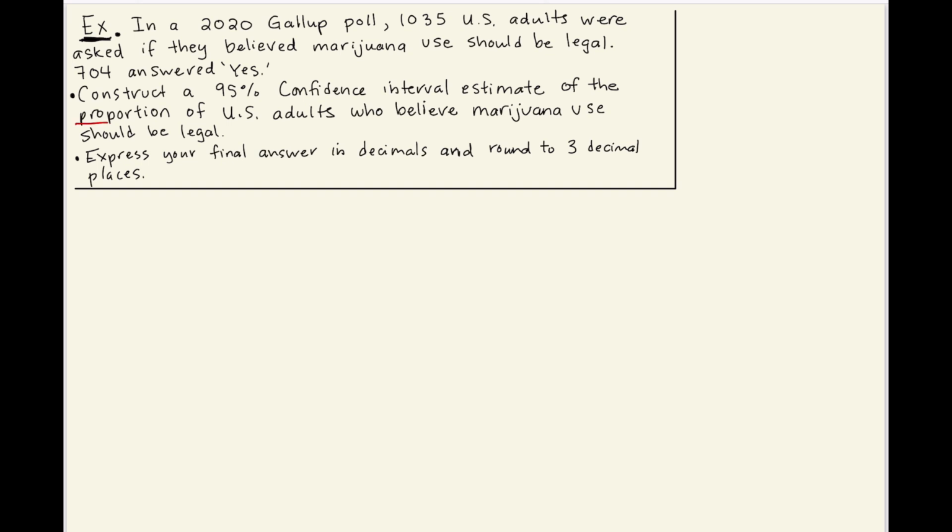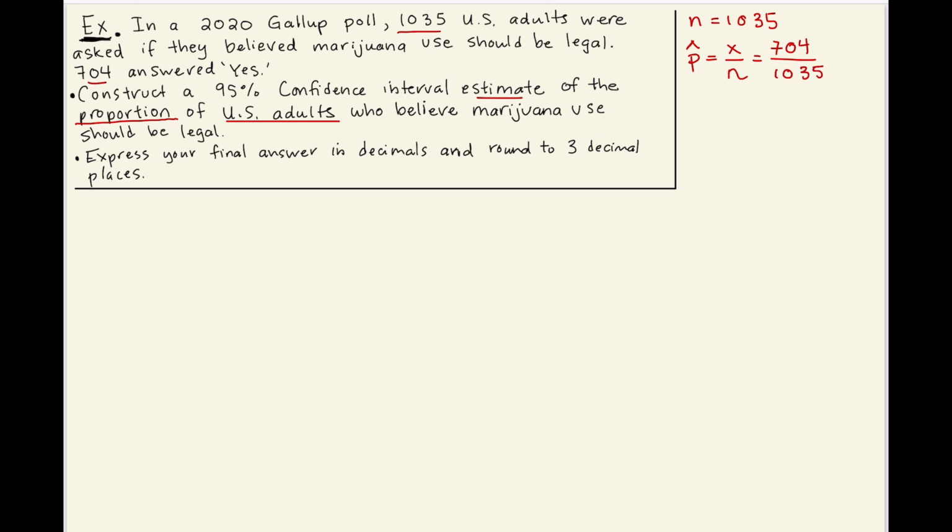Note that we are trying to estimate a population proportion here, and our population is just U.S. adults, right? And it's the proportion who believe marijuana use should be legal. So up here we have a sample. The sample is size 1,035, and it looks like 704 said marijuana should be legal. So that is going to give us the sample proportion, X over N, we could say that's our successes over the sample size.